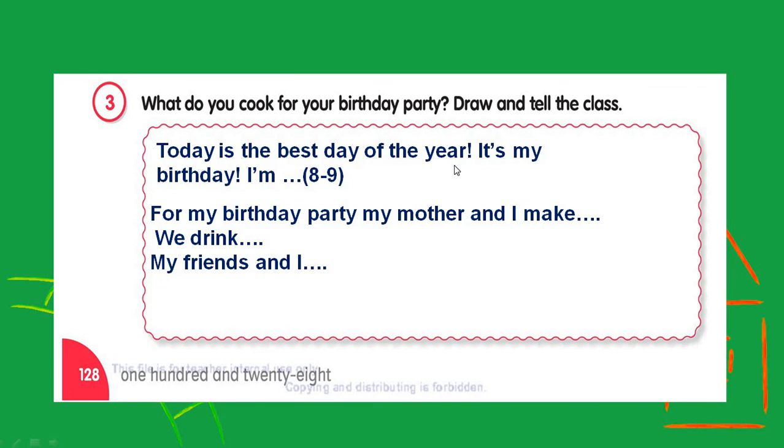Today is the best day of the year. It's my birthday. I'm... For my birthday party, my mother and I make... We drink... My friends and I... My friends and I watch cartoons, sing, play games, jump, swing, and so on.